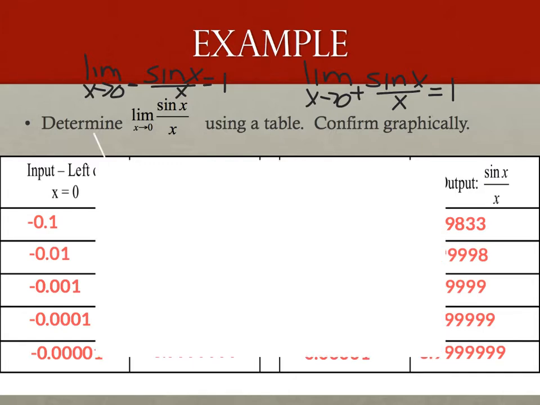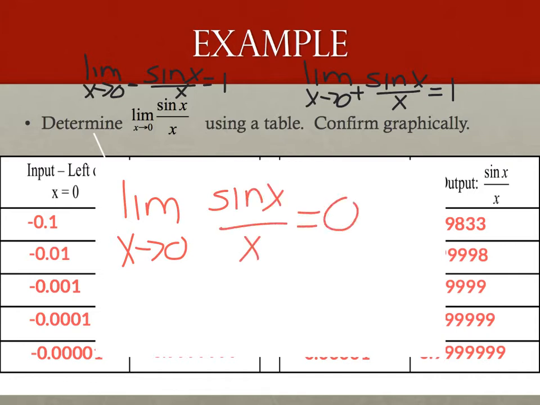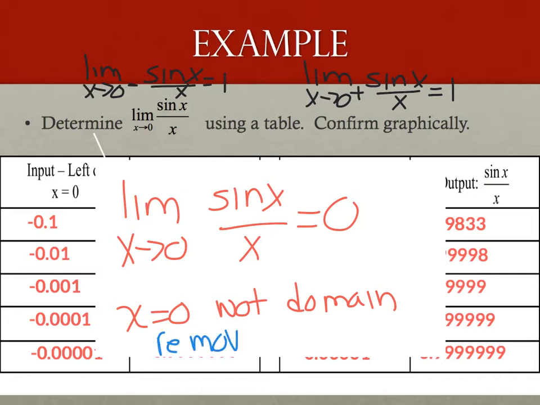is that the limit as x approaches 0 from both sides of sine of x over x is equal to 1. And since we've already said that x equals 0 is not in the domain, this means that we have a limit, but we do not have a value. Therefore, what we're going to have in this case is a removable discontinuity. So let's go ahead and take a look at the graph and see.